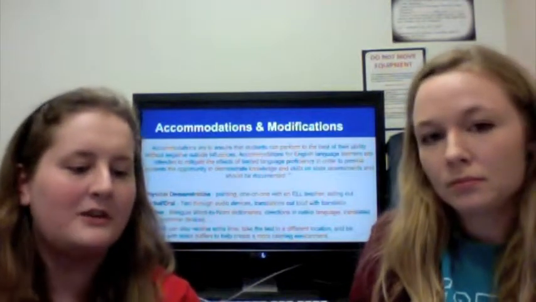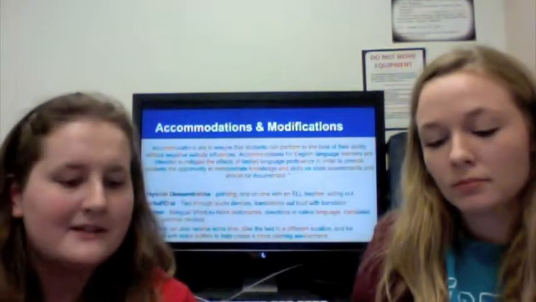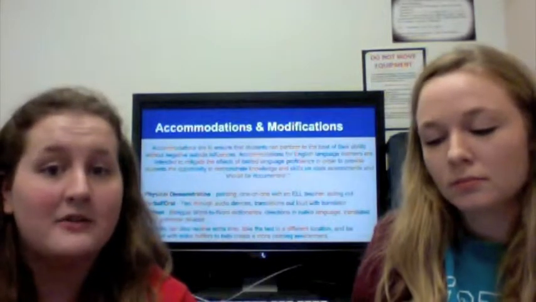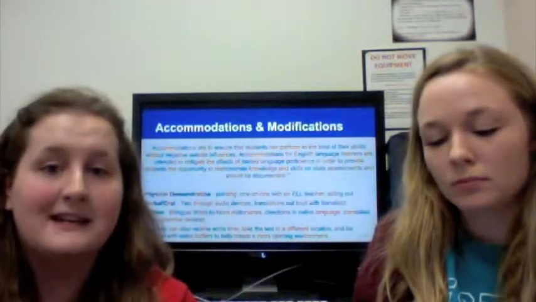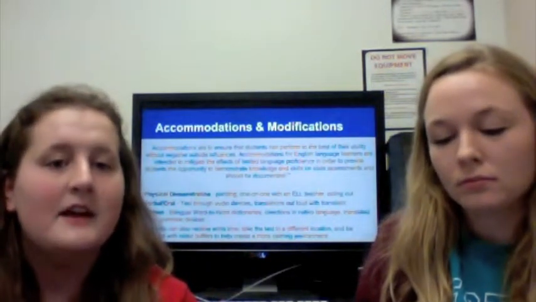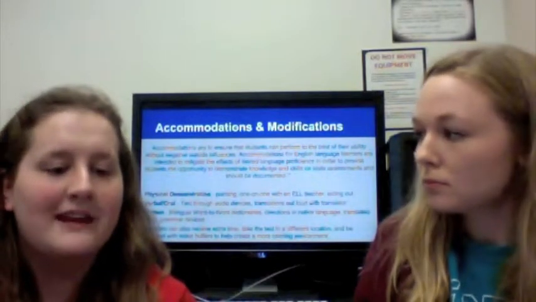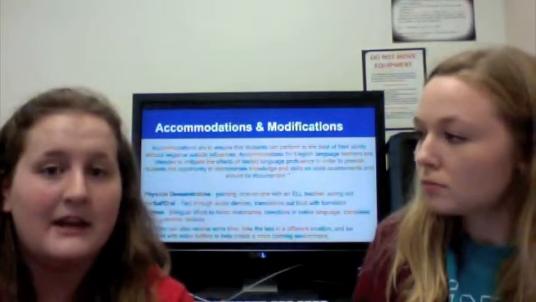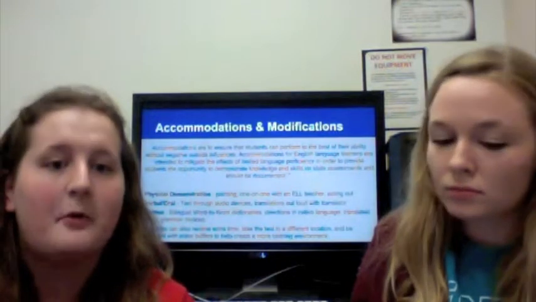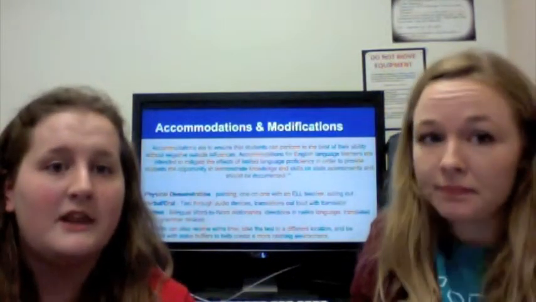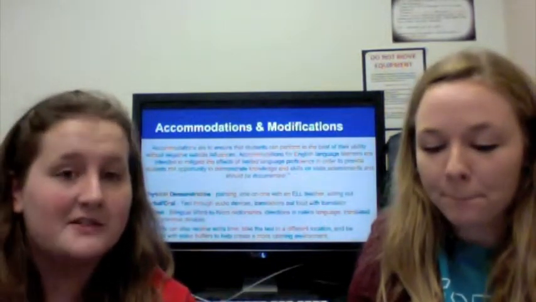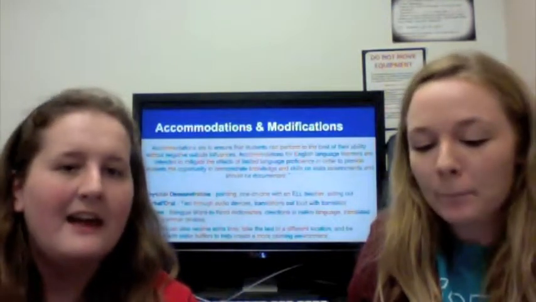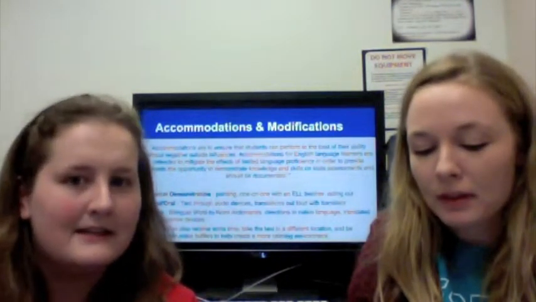And then we have written, where there are dictionaries that students can use, or you can have directions in your native language. You can have translated CDs. You can have grammar devices. There are a lot of modifications out there that the state offers for ELL students, so it's important as teachers that we know these are offered so that we can offer them to our students so they can succeed the best they can. And this relates a lot to Vygotsky's ZPD.